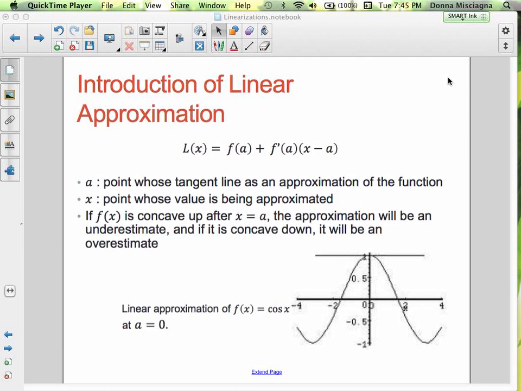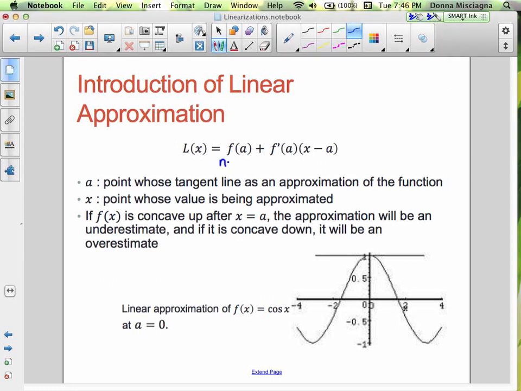As a reminder, the linear approximation model, L of x, equals f of a plus f prime of a times the change in x. And essentially, this is just the equation of a line, right? In a sort of modified slope-intercept form. F of a is the point that you're using to do the approximation with. It's the point whose tangent line is an approximation of the function, right? In other words, it's the nice value.